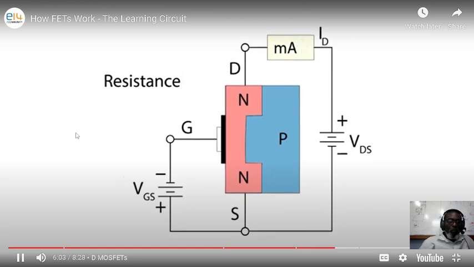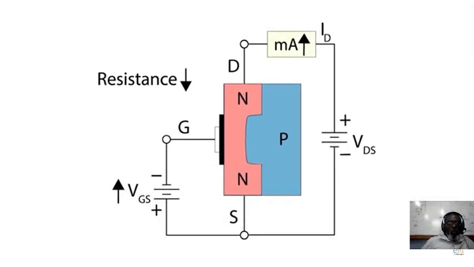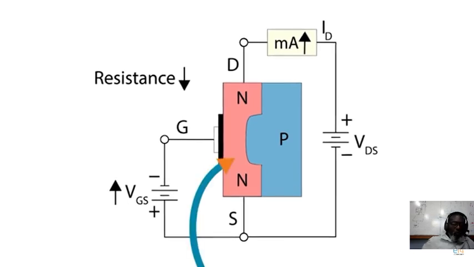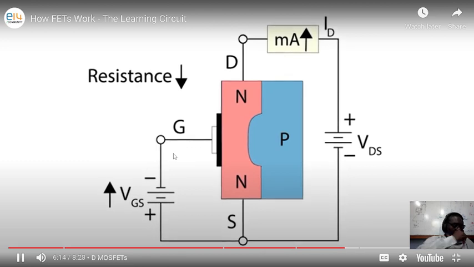Now here's where the DMOSFET is different when it operates in enhancement mode. The gate is connected to a voltage in forward bias. Polarity at the gate draws charge carriers from the substrate towards the channel, effectively widening the channel.